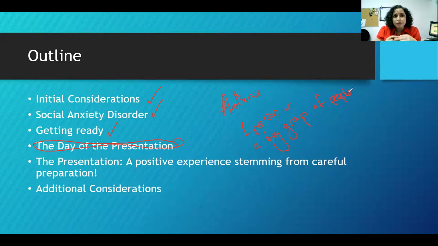And here we're going to check some tips on how you can get prepared to successfully present whatever your topic or ideas are, and to get rid of or reduce that feeling of anxiety that you may be experiencing when you need to speak in front of an audience, all right? And then, of course, we're going to talk about the presentation as a positive experience stemming from careful preparation. That's what I was referring to: we're going to cover some key points that can help you manage that anxiety. And last but not least, we're going to talk about additional considerations for managing your anxiety.